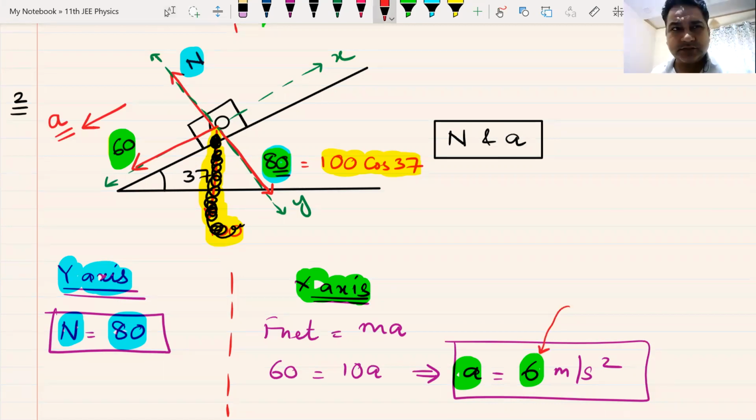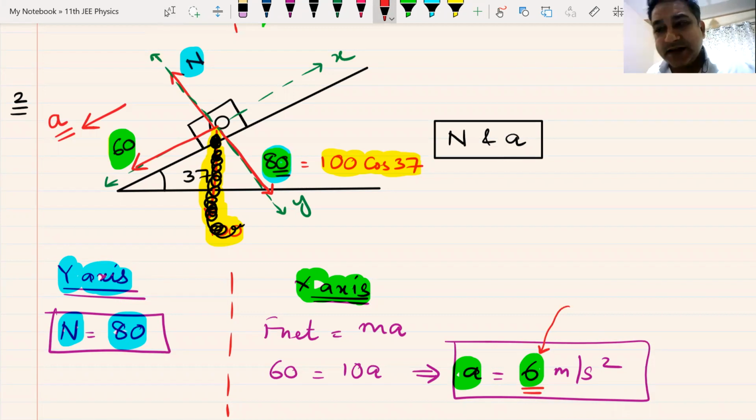G is 10 in this case. G is always 10. Sin theta is sine of 37, which is 3 by 5. You multiply g by 3 by 5. You will get 6 as the answer. That is the answer you are getting.